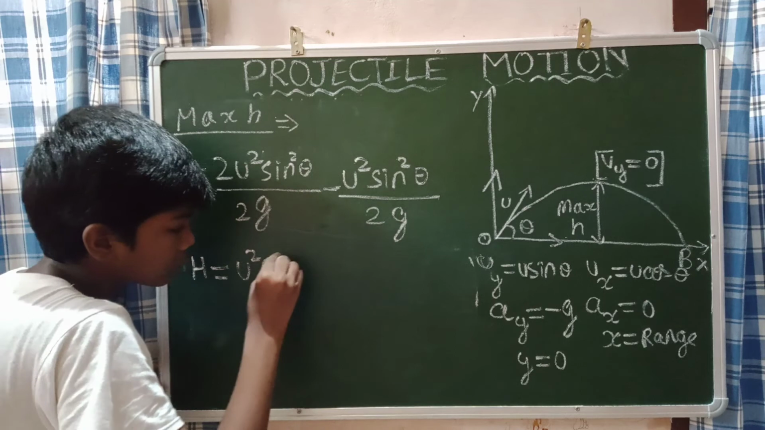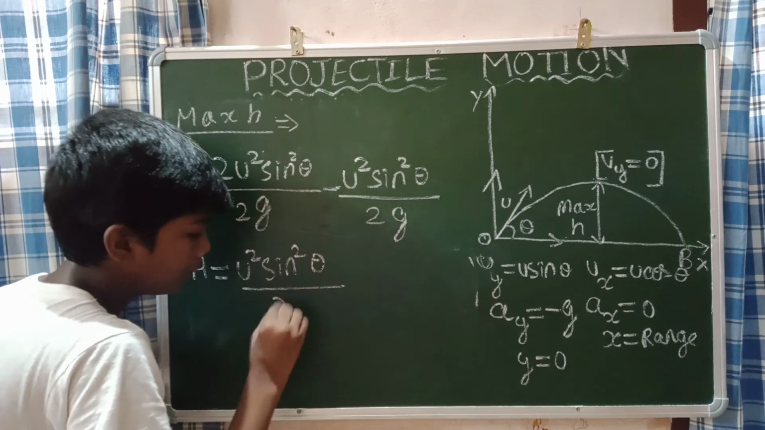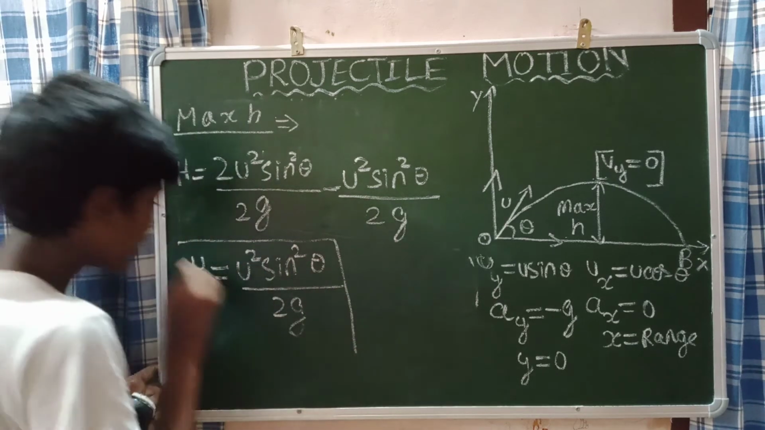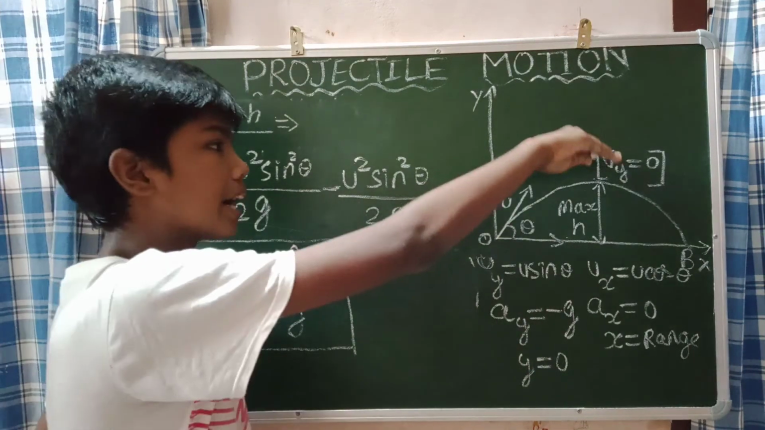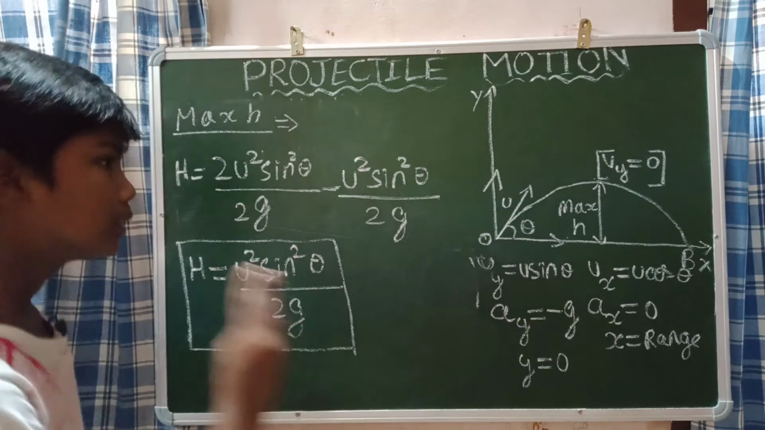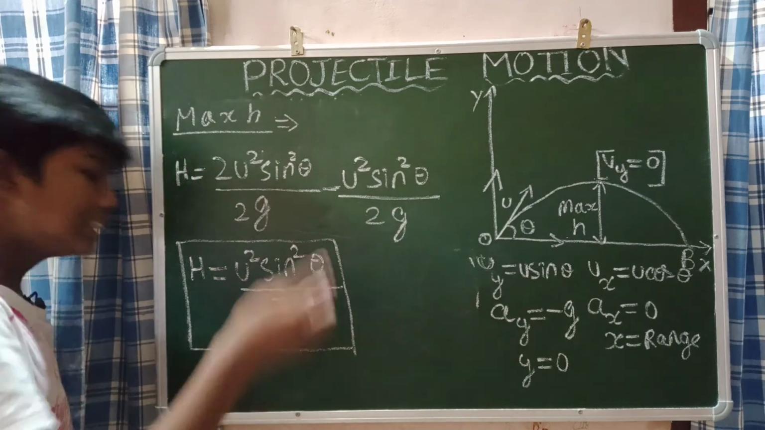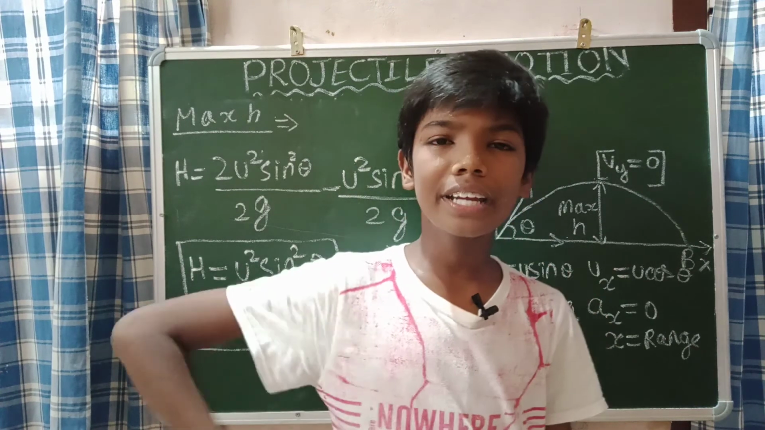So u square sin square theta divided by 2g gives the maximum height reached by a particle in projectile motion. That means up to the maximum height, this distance, h is equal to u square sin square theta divided by 2g, and this is what gives the maximum height, guys.